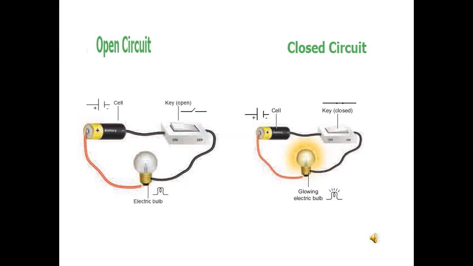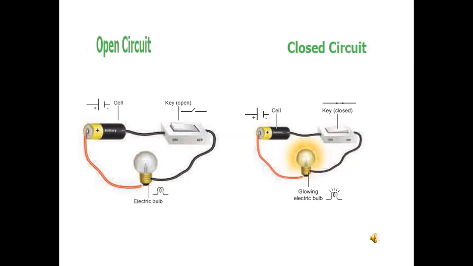The first picture is denoted as open circuit. Here, the battery, the cell symbol and battery symbol, and key. Here in the open circuit, the key is open, that means off, and the electric bulb does not glow.